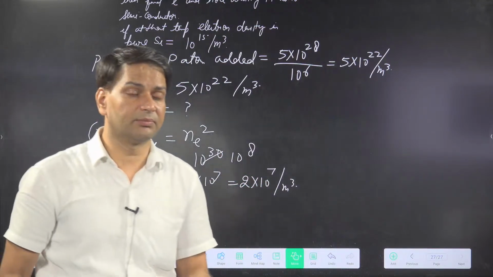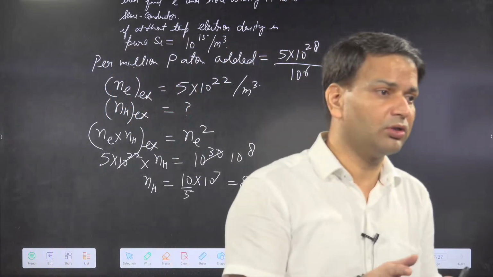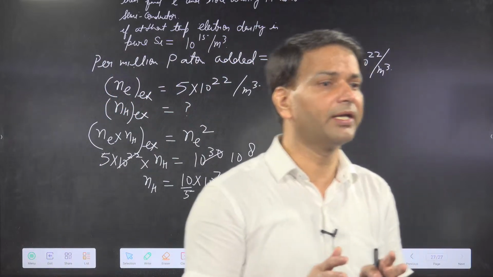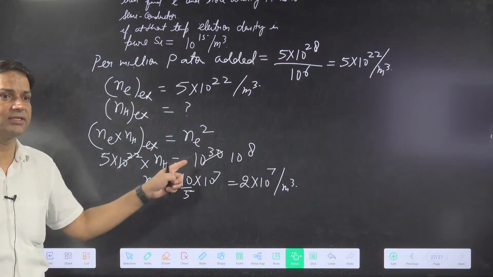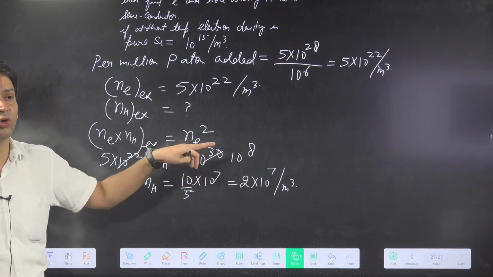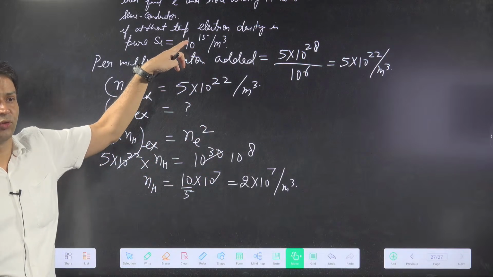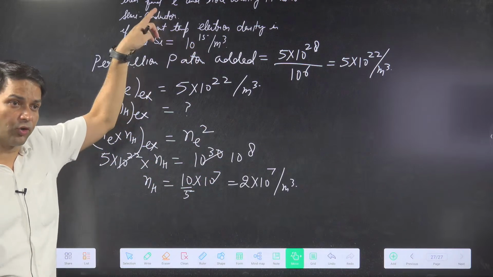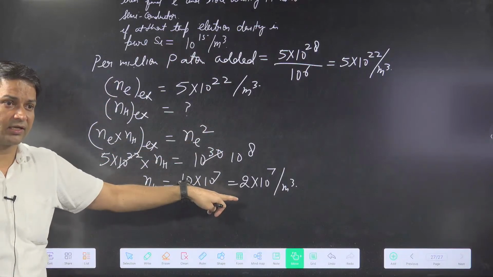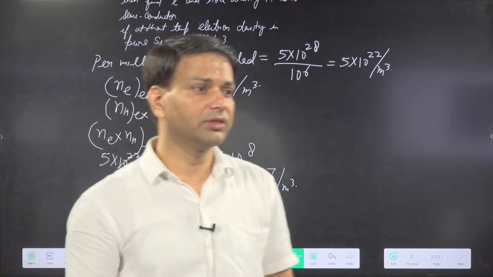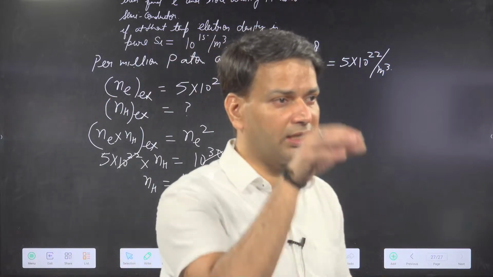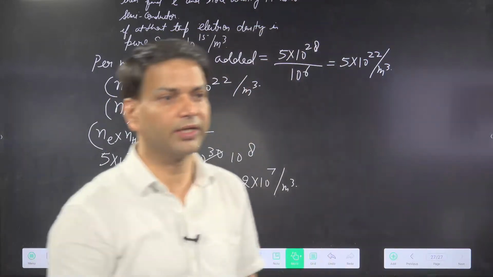Why is it decreasing? Because when you add more electrons, they will recombine, so the number of holes, or hole density, will decrease. That's why we are getting the hole density lesser than before adding. Before adding, we have 10 to the power 15. After adding, how much do we have? 2 into 10 to the power 7. Why? Some of the electrons recombine and fill the holes. That's why hole density will decrease. Okay.